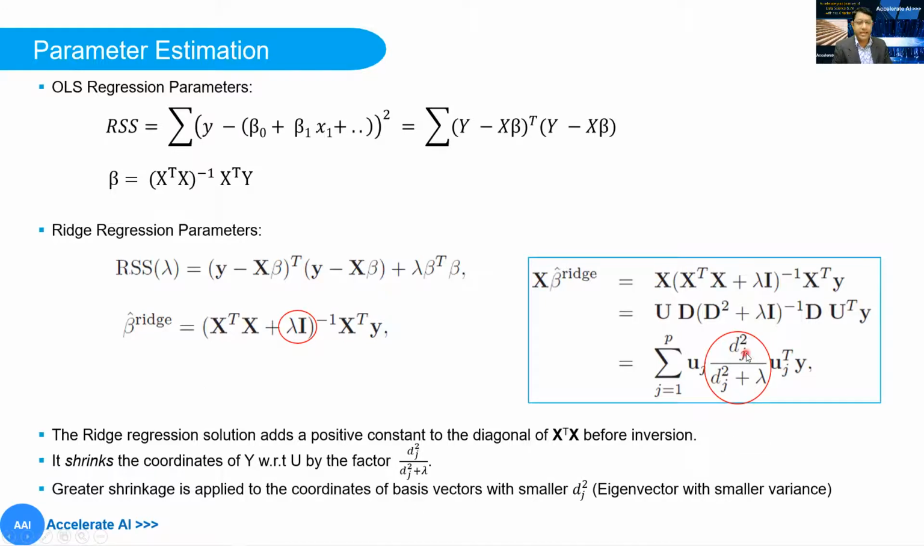It also shrinks the coordinates of y with respect to u by this factor d square by d square plus lambda, and the greater shrinkage is applied to those coordinates where d is smaller, right? So lambda with respect to d will be larger where d is small, and the shrinkage will be smaller where d is large. And those are the eigenvectors or directions which have smaller variance. So essentially what this penalty is trying to do is reduce those coefficients in the principal component direction where the variance is very, very small.